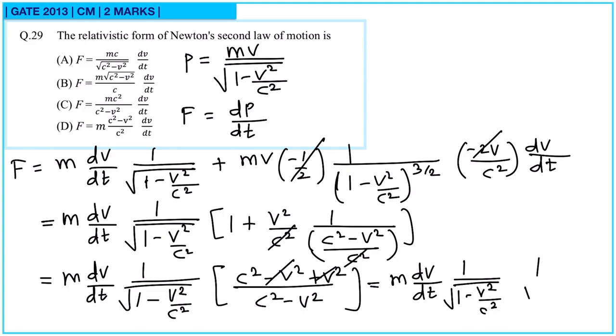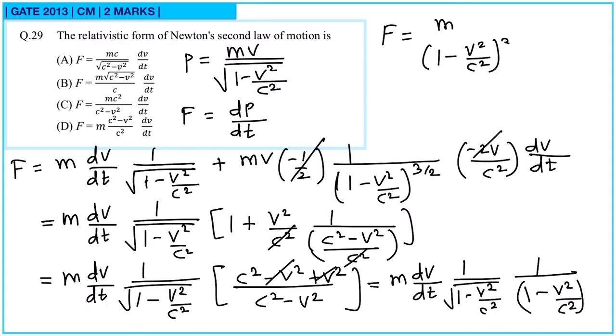and this can be written as 1 minus v square by c square. So finally we'll get F is equal to m upon (1 minus v square by c square) raised to 3 by 2 dv by dt. And it is not matching with any of these answers. Now the answer given in the answer key is C, but I am not getting it. So if you can solve it, then put it in the comment section and let me know. According to me, it should be like this: (1 minus v square by c square) raised to 3 by 2.